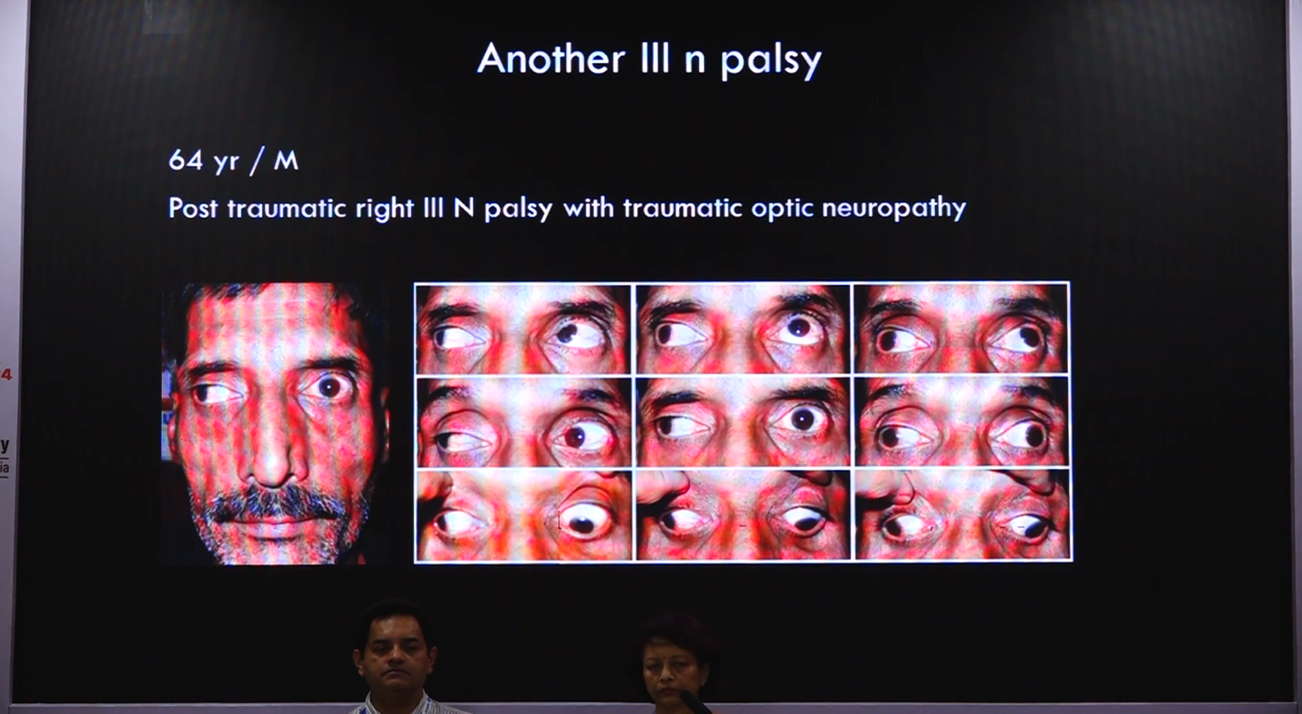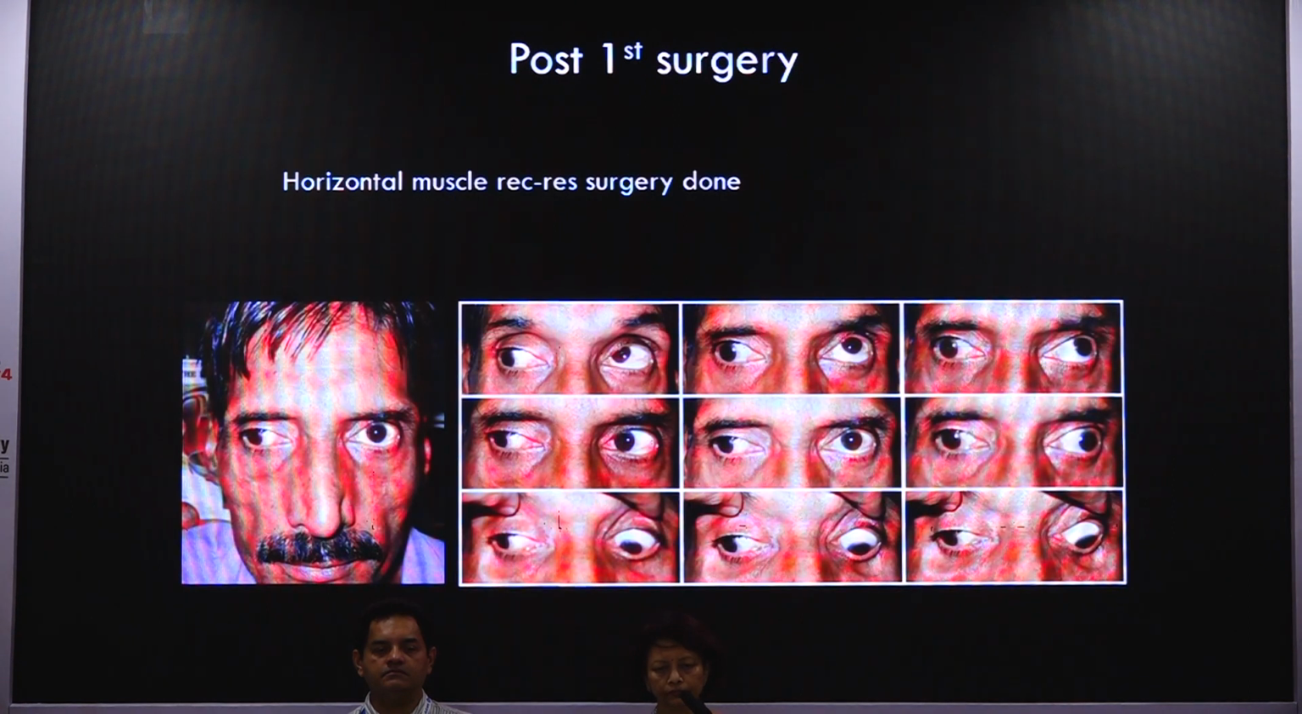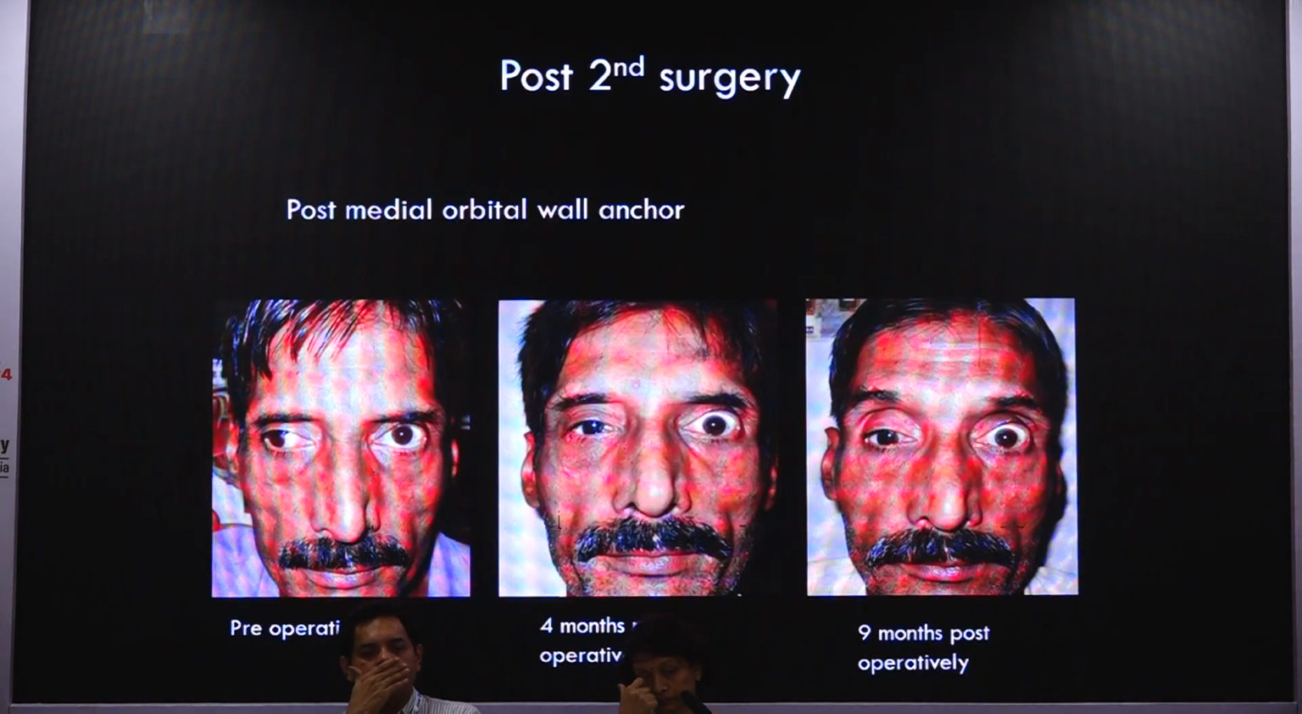Again, another patient with a third nerve palsy, so you can see a large exotropia with very little medial rectus function. A horizontal muscle resect procedure was done. Again, you can see that there was hardly any impact. And we went back and did the medial orbital wall anchor. So we just required one side to be operated, because very recently the lateral rectus was operated. So do a forced duction test. Make sure that the FDT is free before you attempt any kind of a strengthening procedure on the antagonist.